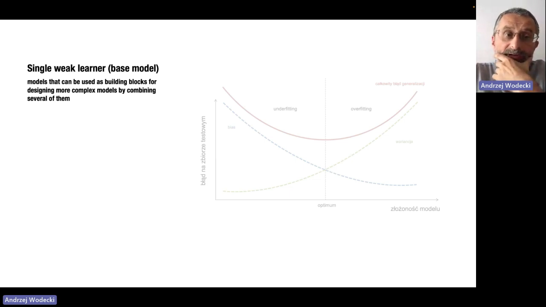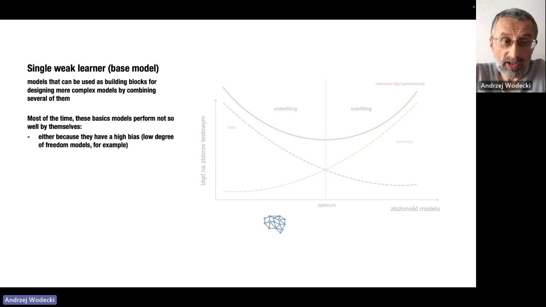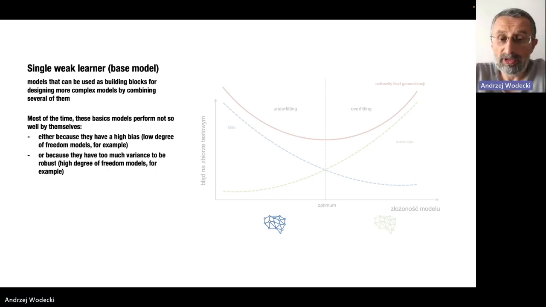Definition here: a single weak learner, or base model, is a model that can be used as a building block for designing more complex models. So we will call this a weak learner. Most of the time, these basic models do not perform so well by themselves, either because they have a high bias or too much variance.